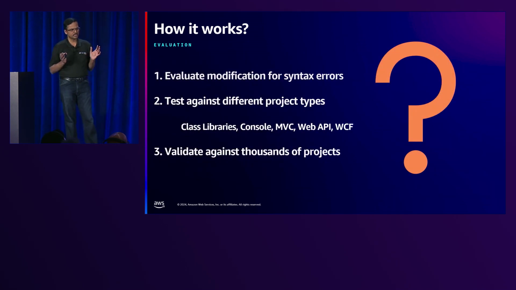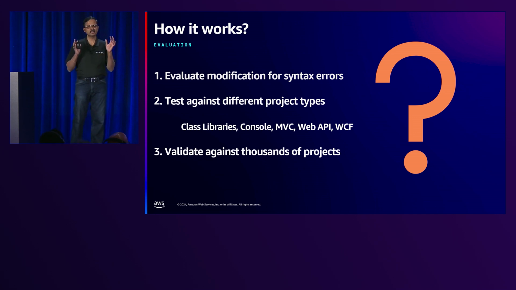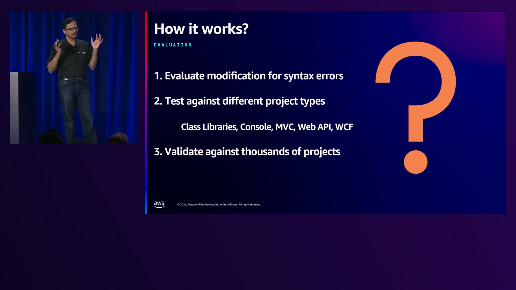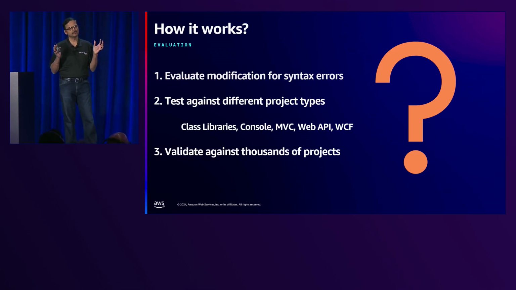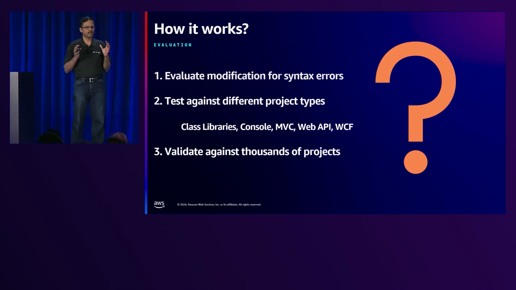The evaluation system started out small. We picked a few projects to begin with, and we checked for syntax errors on the modified code. Then as we started ramping up, we broadened our set and included various different types of .NET Framework projects. For example, we started with class libraries, then expanded to console applications, MVC, web API, and WCF as well. Once we felt comfortable that we were able to help the code get transformed from the .NET Framework to new versions of .NET, we worked closely with our design partner customers to validate this system against thousands of projects.